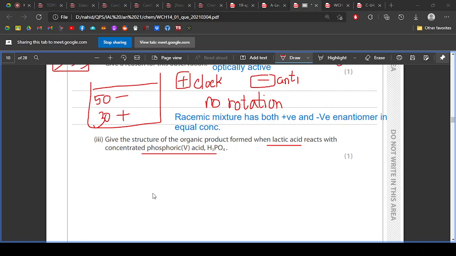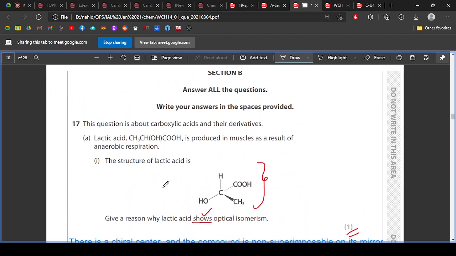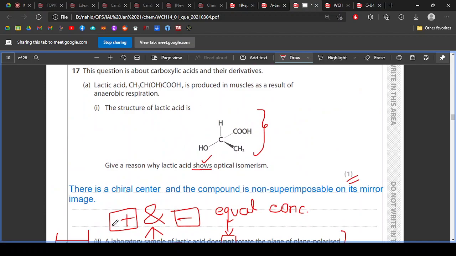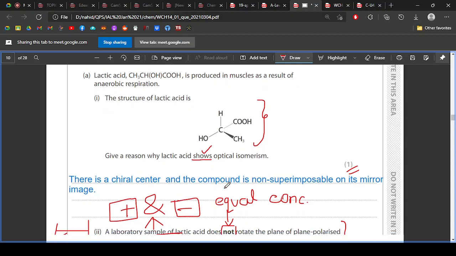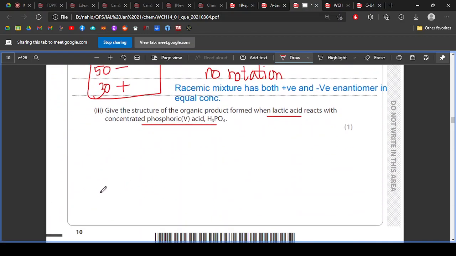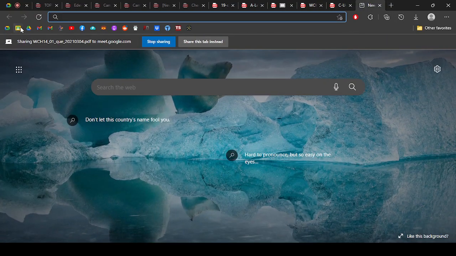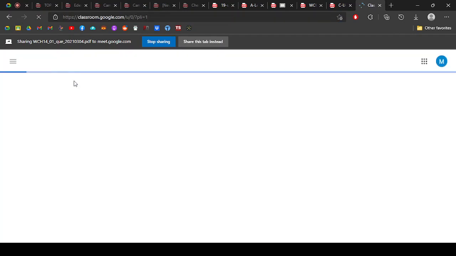Let's look at the structure of lactic acid. This is your lactic acid here. So it has a COOH group. Let me open up the AS notes. How do I show this to you? One moment.